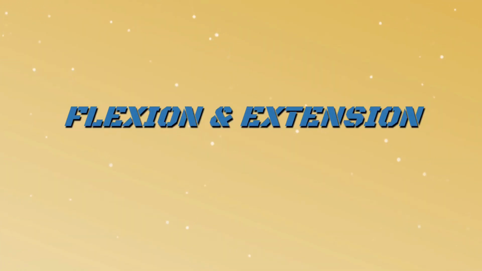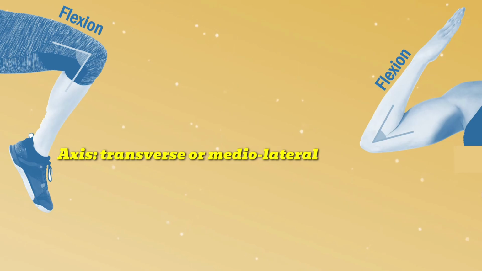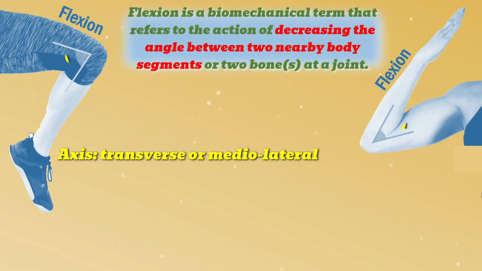What is flexion and extension? In the human body, flexion and extension is a frequent movement that occurs around the transverse axis. First, I will discuss what is flexion. Flexion is a biomechanical term that refers to the action of decreasing the angle between 2 nearby body segments, or 2 nearby bones, at a joint.